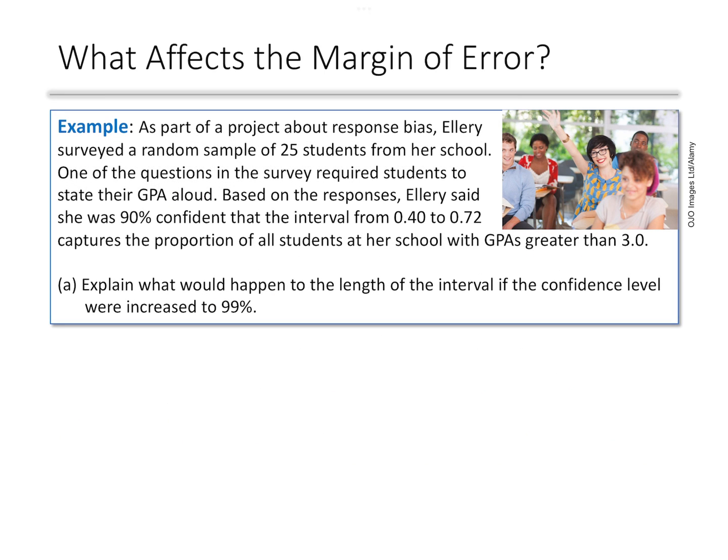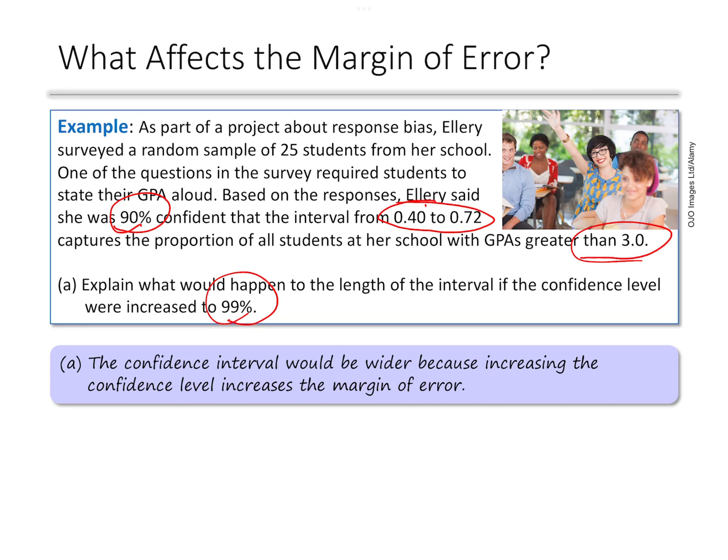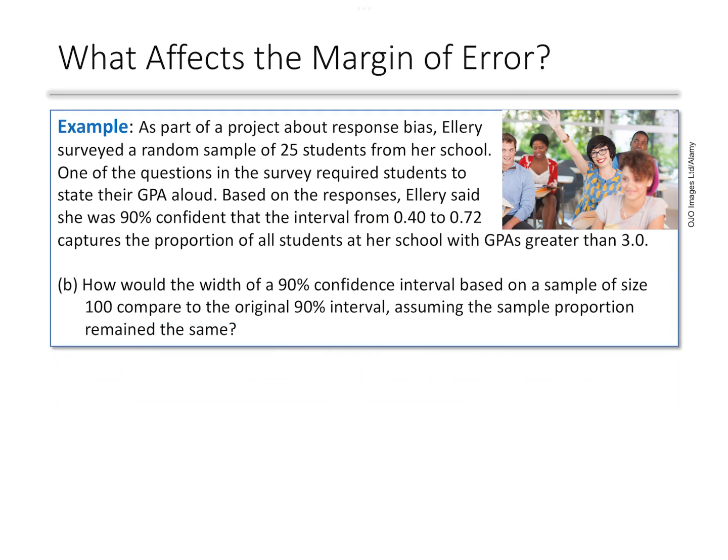Okay, so let's look at this as part of a project about response bias. A survey of a random sample of 25 students from a school: one of the questions required students to state their GPA aloud. Based on the responses, she was 90% confident that the interval from 0.40 to 0.72 captured the proportion of all students at her school with GPAs greater than 3. Explain what would happen to the length of the interval if the confidence level was increased. This was 90%. If I change it to 99%, if I'm more confident, that is going to make my interval larger. The confidence interval will be wider because we increased the confidence level, which increases the margin of error. More confident, bigger interval.